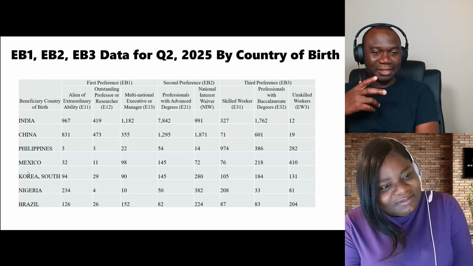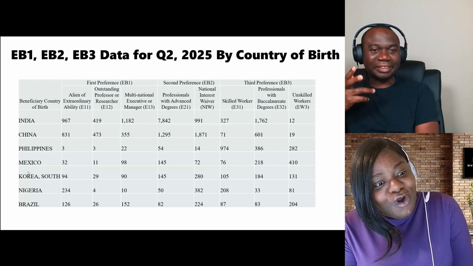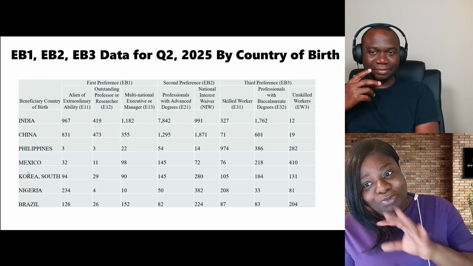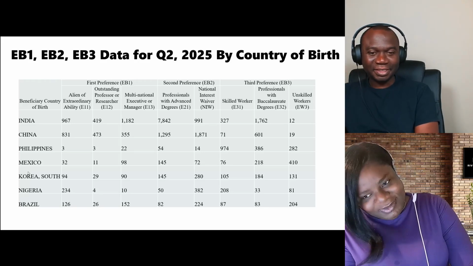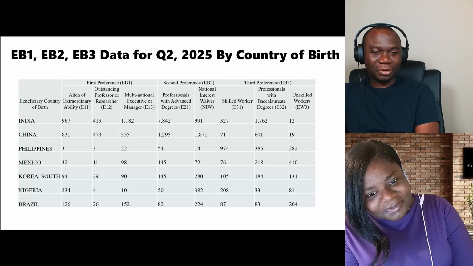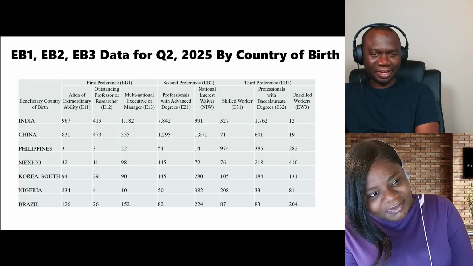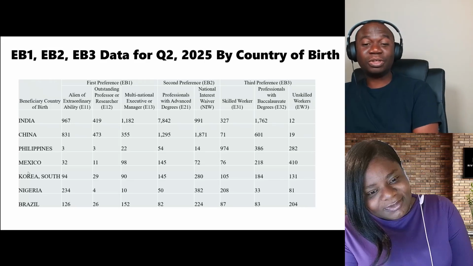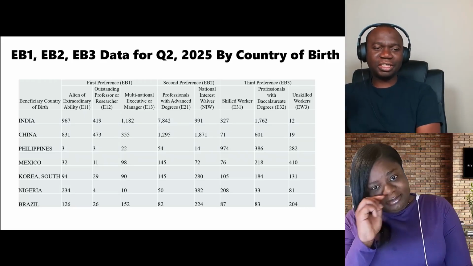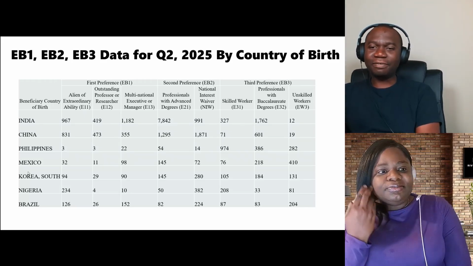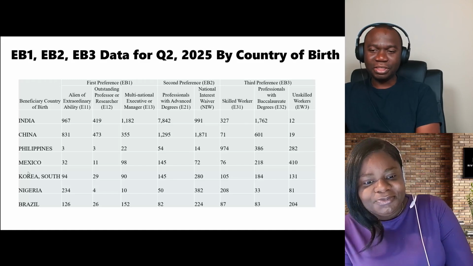Four were approved in the second quarter. And if you look at a country like Brazil, for the NIW, only 224 were approved. So you can say that I think more countries need to take advantage of this opportunity.